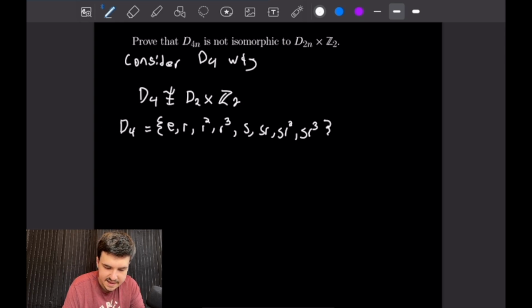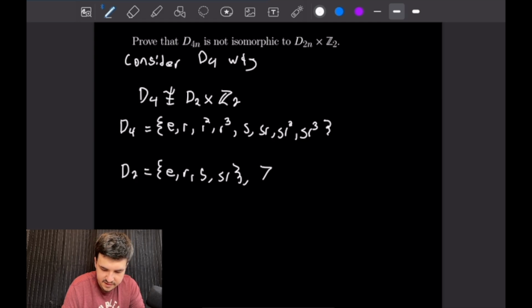Now let's list out what the elements of D2 and Z2 are, and then we can get into where we run into a problem. D2 is just going to be equal to the following: we will have e, r, s, and sr. And of course, our Z2 is simply going to be equal to the set {0, 1}.